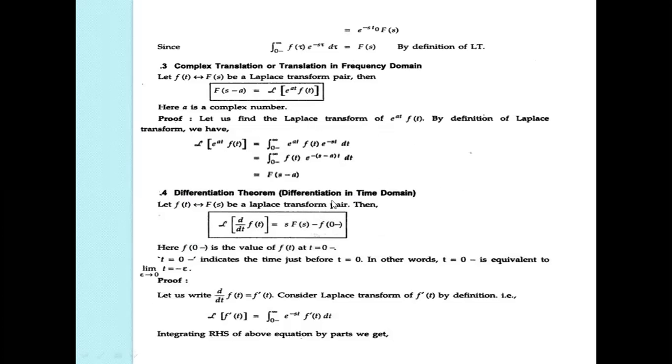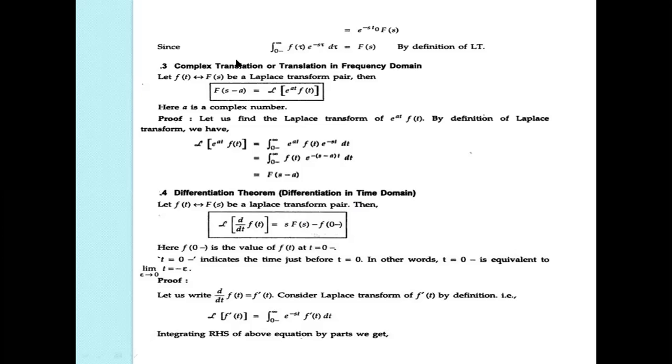And what is the importance of differentiation in time domain? In Laplace transformation, there is the bilateral Laplace transformation and the unilateral Laplace transformation. For bilateral and unilateral transformation, all the properties are similar except differentiation in time domain, which is the only different property in the unilateral.